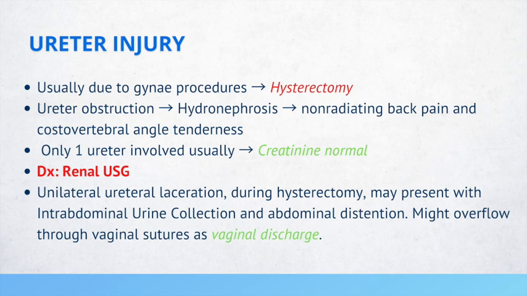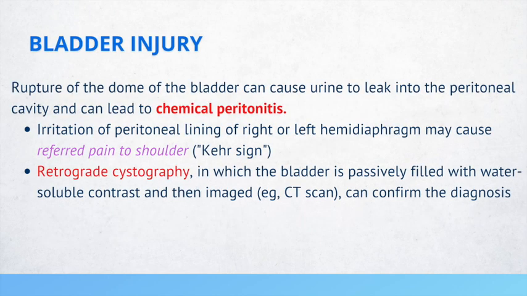Bladder injury. Rupture of the dome of the bladder can cause urine to leak into the peritoneal cavity and can lead to chemical peritonitis. Irritation of the peritoneal lining of the right or left hemidiaphragm may cause referred pain to the shoulder, or the Kehr sign. Retrograde cystography, in which the bladder is passively filled with water-soluble contrast and then imaged, can confirm the diagnosis.